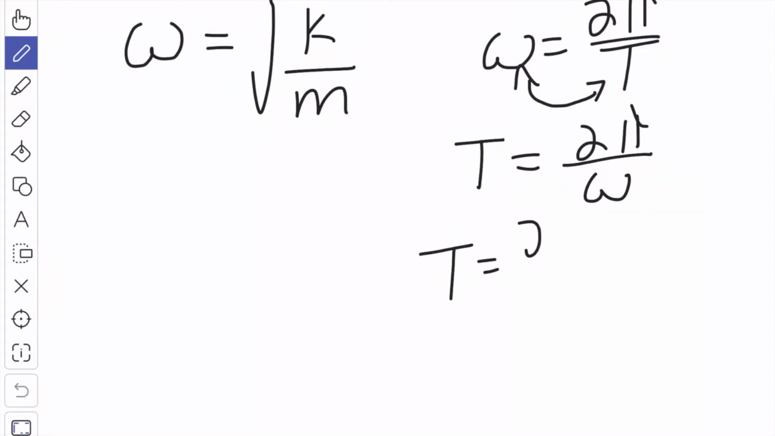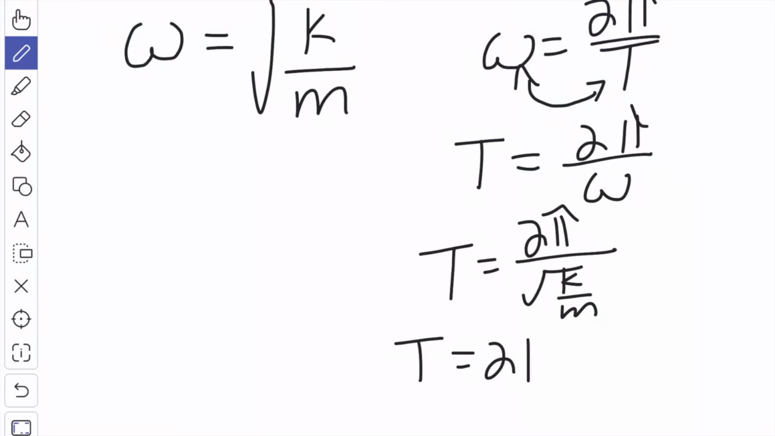If we plug in root k over m for omega, that changes our formula to 2 pi over the square root of k over m. Oh, but wait, your math teachers are not going to like that. You've got a fraction within a fraction. So let's rearrange and move the denominator, multiply it by the reciprocal, so we get T equals 2 pi times the square root of m over k.